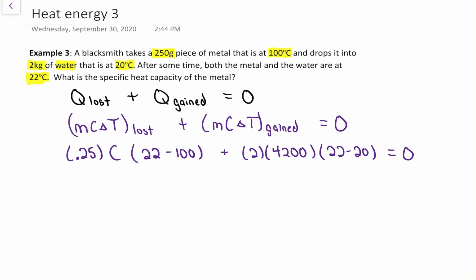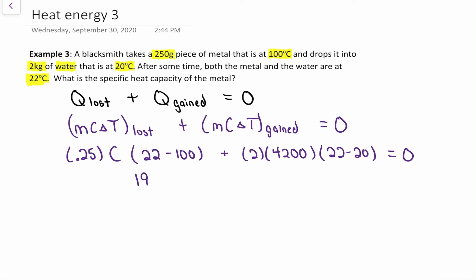If I clean it up, the 22 minus 100 is negative 78. We have to multiply that by a quarter. This first term turns into 19.5 times C with a negative sign. The second term, the 2 times 4,200, but then there's another 2 back here. Really, it ends up being 4 times 4,200. That ends up being, I got 16,800. Those two combine to make 0.